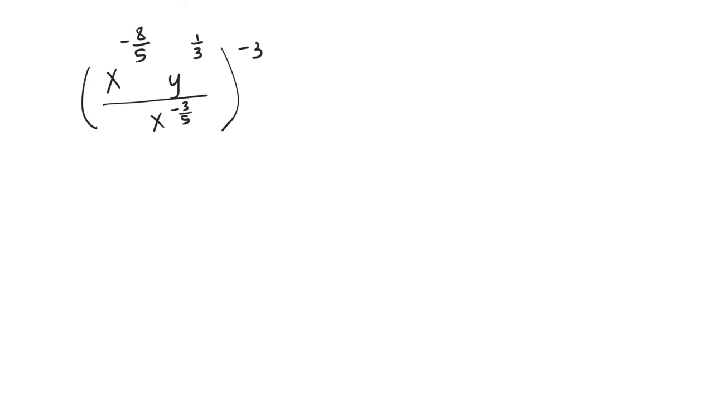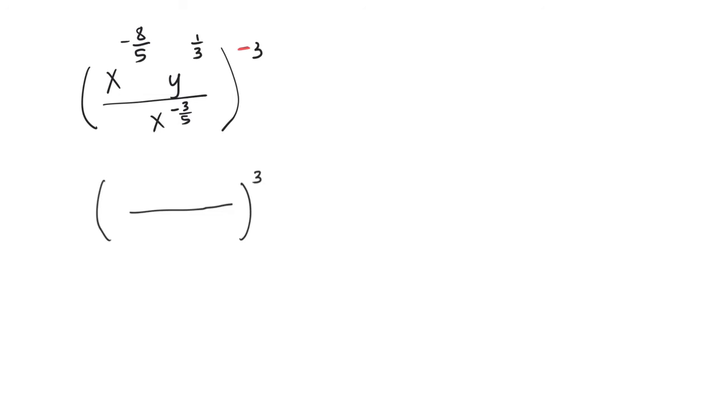Okay, we're going to simplify this expression. The first thing I'm going to do is deal with the negative on the outer exponent. What happens when I have a negative exponent is I take the reciprocal of what I'm taking the power of to the positive power.